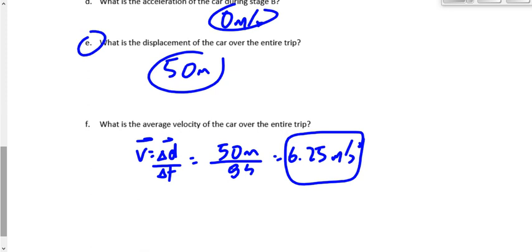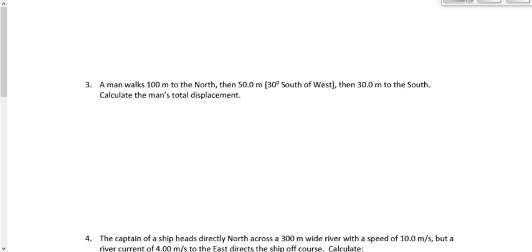Number 3. A man walks 100 meters to the north, then 50 meters at 30 degrees south of west, then 30 meters to the south. What's the man's total displacement?